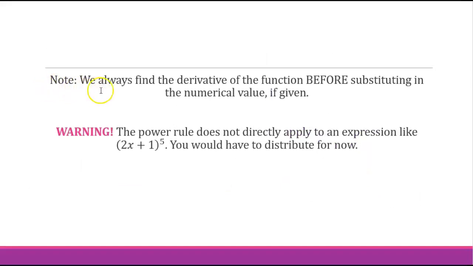As previously mentioned, we always want to find the derivative of a function before substituting in the numerical value if one is given. And then another big warning is that the power rule does not directly apply to an expression like quantity 2x plus 1 to the fifth. So for now, we would have to distribute this all out, multiply 2x plus 1 to itself 5 times and distribute until we get to a further rule in calculus for taking the derivative of something of this form.